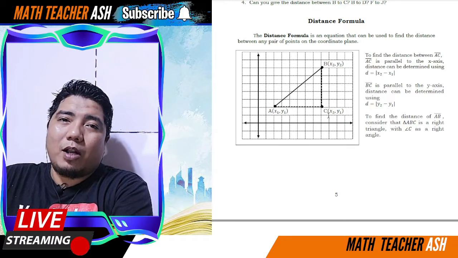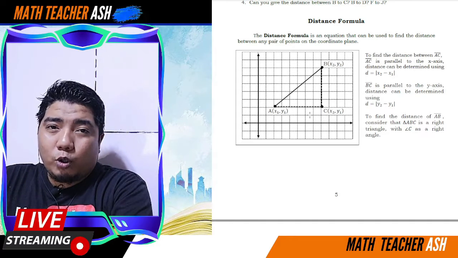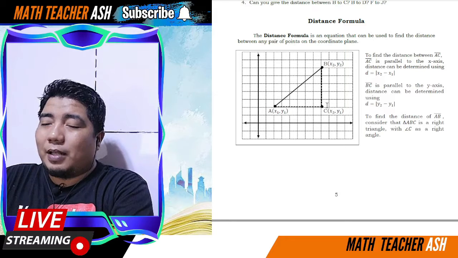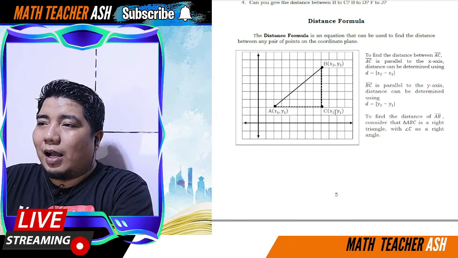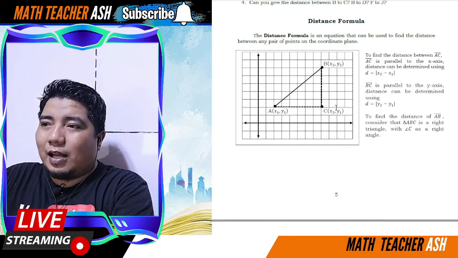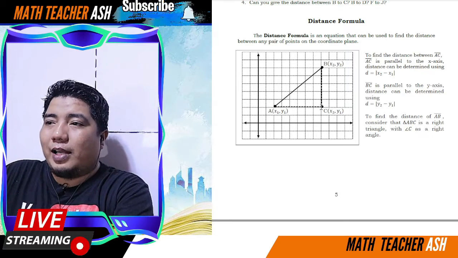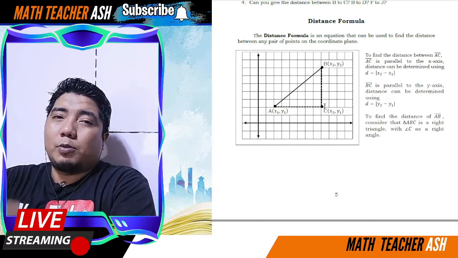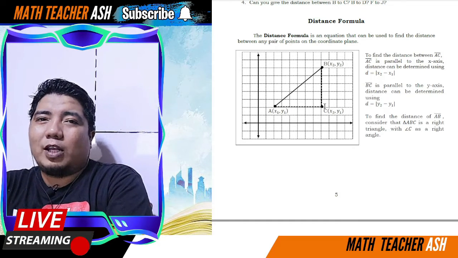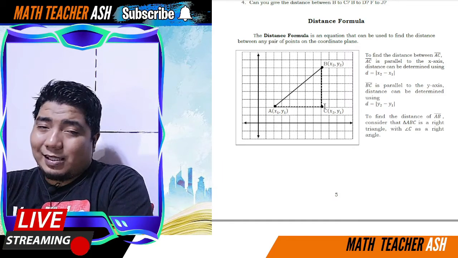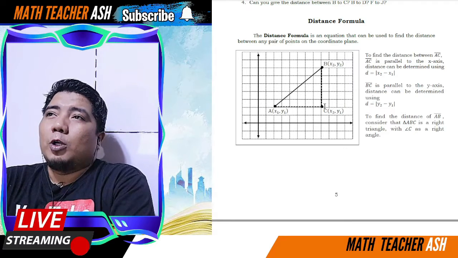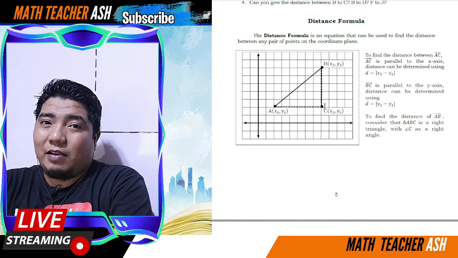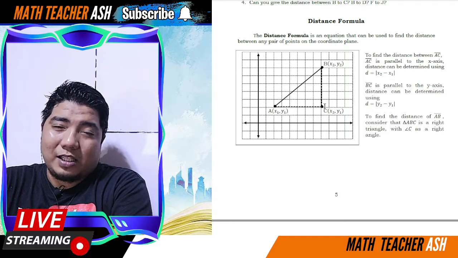Ang gagawin mo lang, my dear math learners, when you want to know the distance between these two, is to basically subtract them. Okay? Isasubtract mo lang ang x coordinate nila kasi yun yung hindi magkapareho, right? So, isasubtract mo lang tapos kukunin mo ang absolute value. Bakit absolute value? Because when we talk about distances, lahat ng distances ay positive. So, therefore, there is no negative distances.